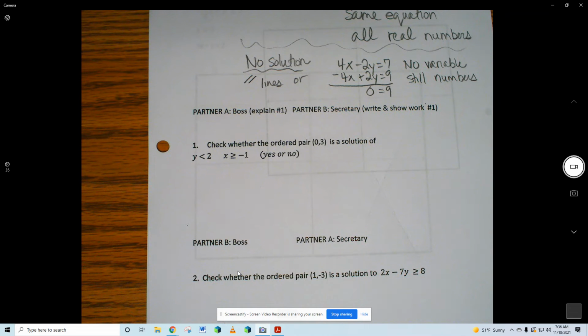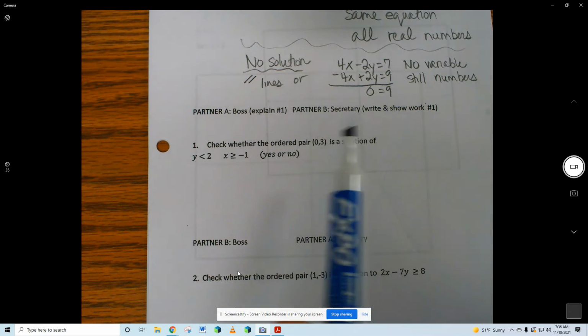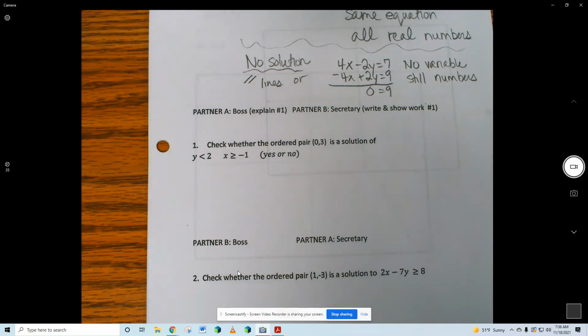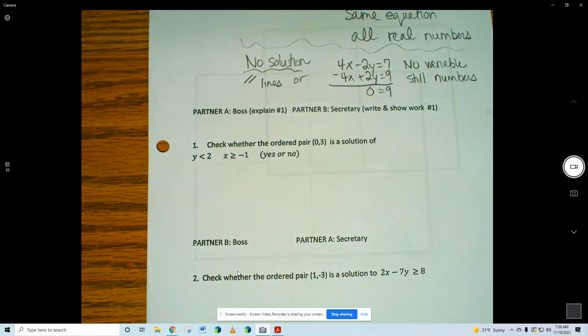Okay, so on number 1, the boss is going to explain number 1, and the secretary, partner B, writes and shows the work for number 1. So the boss does all the talking. First you would plug the numbers in, and then you write this, and the answer is yes or the answer is no. So in your pairs right now, can you guys decide who's going to be the boss first and who's going to be the secretary? Go.